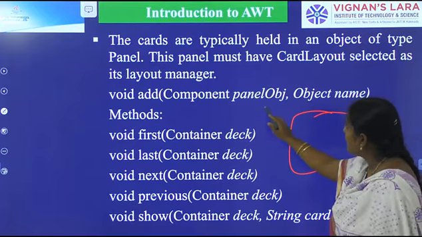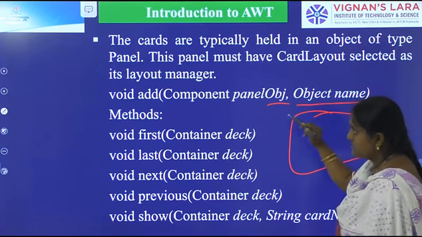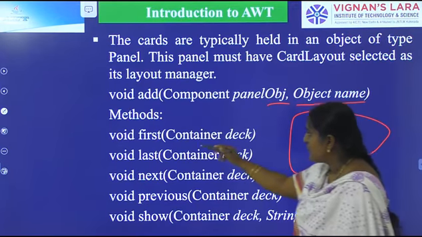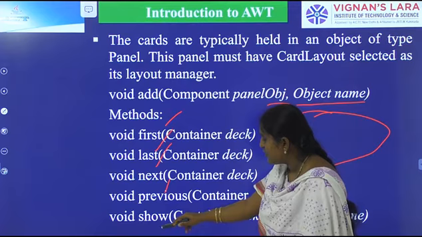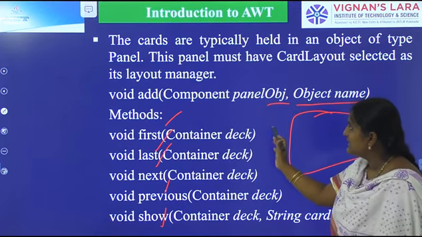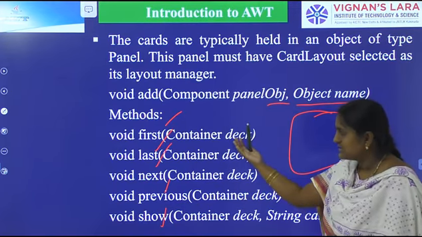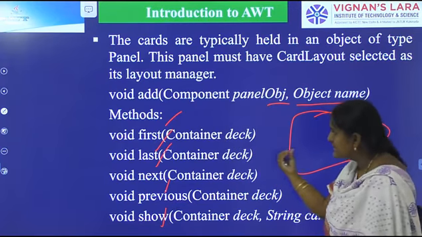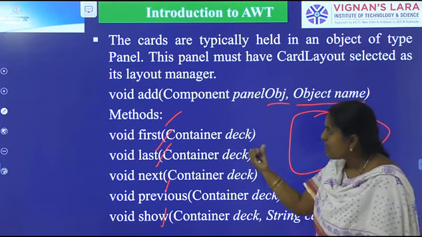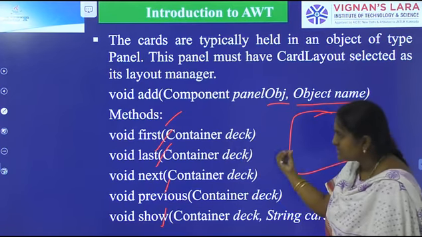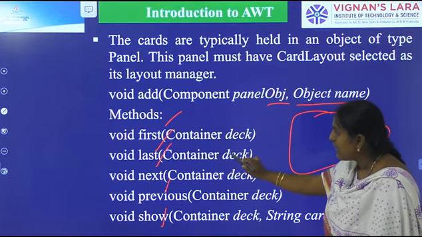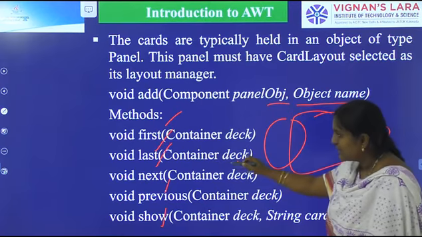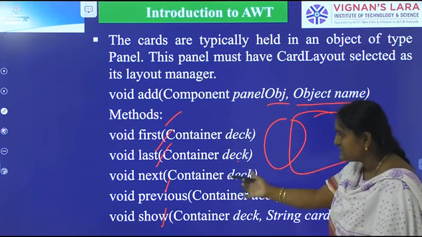Here, void add(Component panelObject, Object name): how we can add the components, and what the object is. Next, the methods: void first, void last, void next, void previous and void show. First retrieves the first component of the cards. On a container, last picks up the last card. Next means the next card, and previous means the previous card.